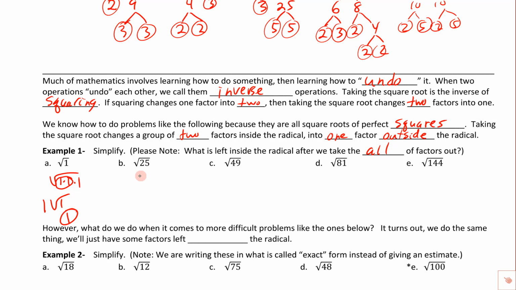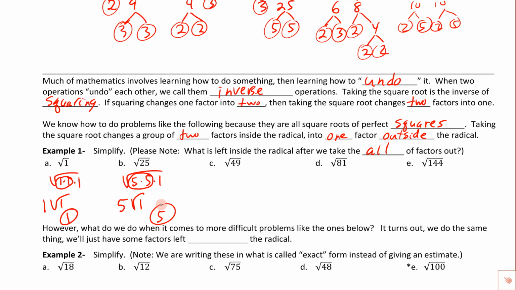Let's take a look at this one, and we'll warm up here. So 25 is 5 times 5. Now, I'm going to throw a 1 on there because 1 can be part of any multiplication problem. And the square root takes a pair of factors on the inside and turns it into one of those factors on the outside. So we've got a pair of 5s on the inside. We're going to write a 5 on the outside. And then what's stuck underneath is the radical 1, but that's just 1. So the answer is plain old 5.